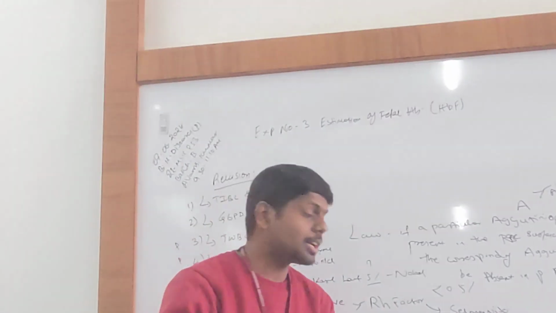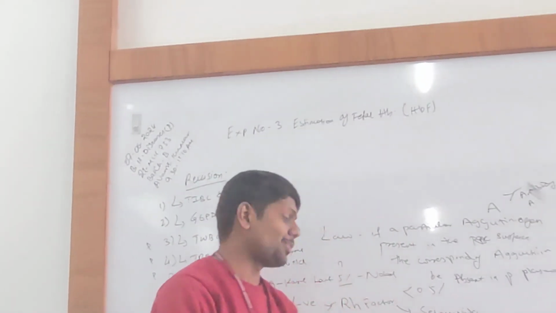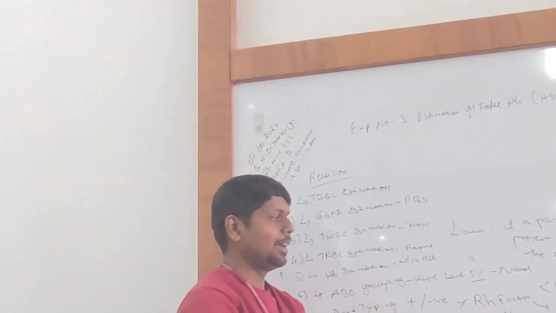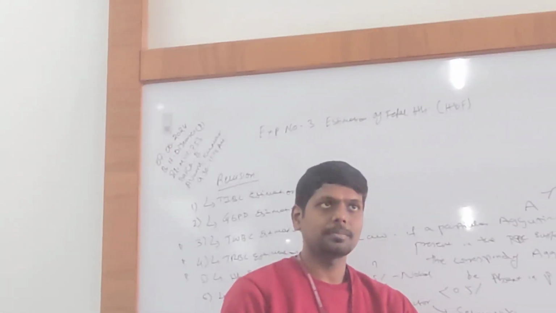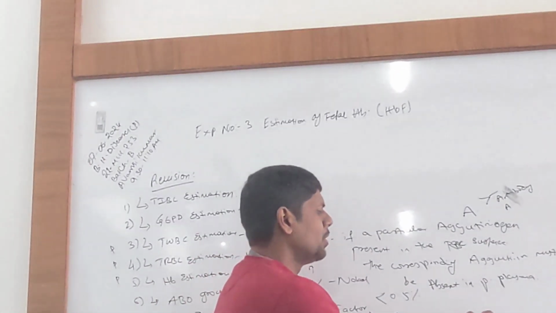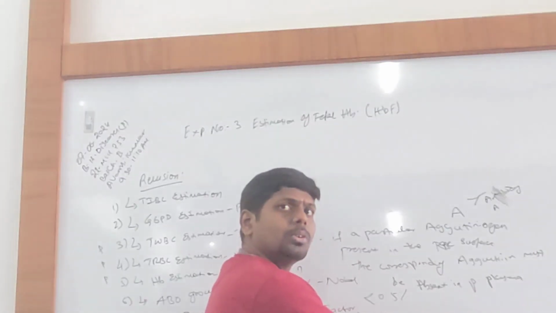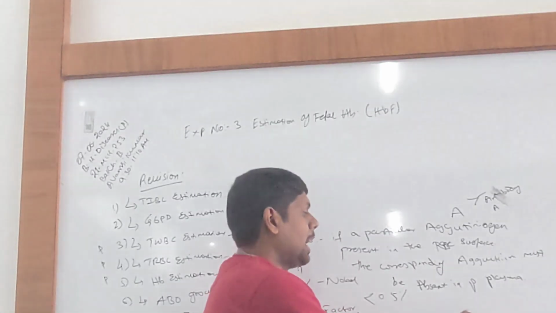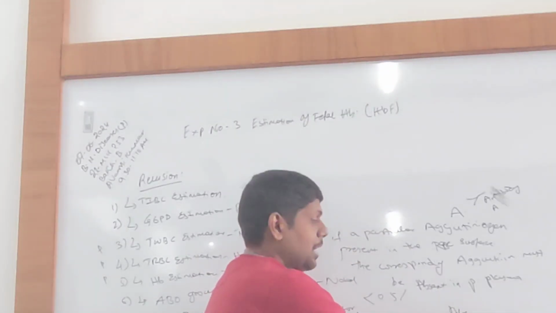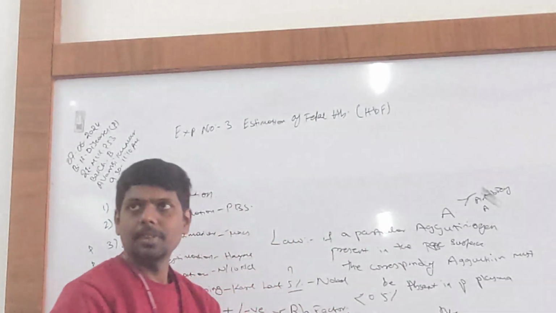Don't confuse these antisera with plasma antibodies. That is a different story. That is inside the body. I am discussing reagents. What are the colors of the reagents? A is blue. B is yellow. And this is colorless.